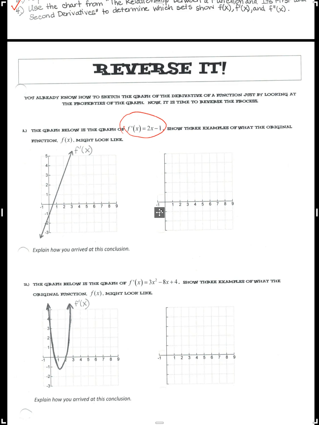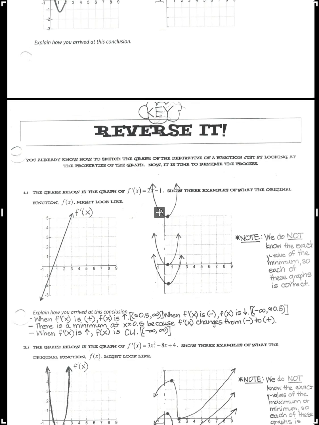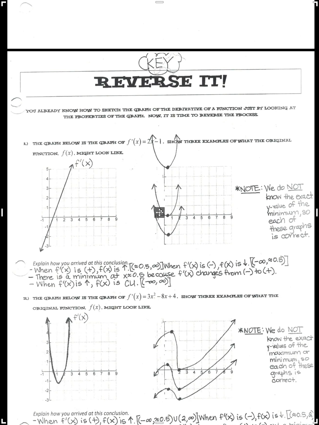This is the blank sheet that you have in your packet. After it, I've given you the answers. So I'm going to kind of go through the answers on numbers 1 and 2. And then I'm going to have you try numbers 3 and 4 on your own, and then we'll go back and check them.